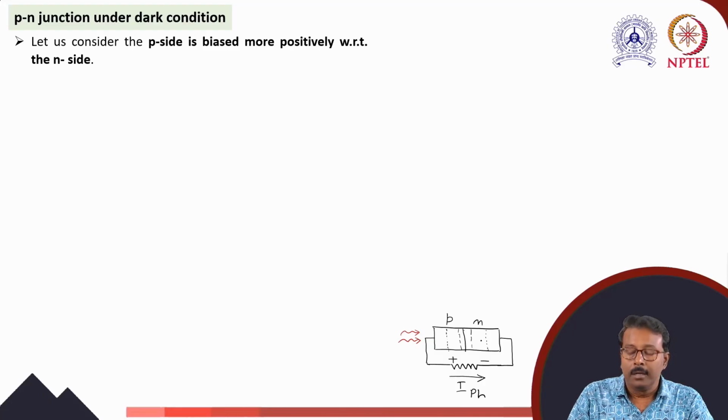Excess holes are flowing from the inside quasi-neutral region to the boundary of the depletion region, and then they cross the junction and ultimately reach the boundary of the depletion layer on the P side. And to maintain the charge balance, electrons from the external circuit will flow in this direction. This is the electron flow. The current is in the opposite direction, the photocurrent direction will be like this, and in this direction from the external circuit some holes will be flowing.